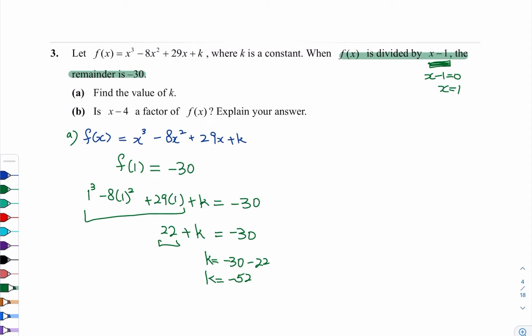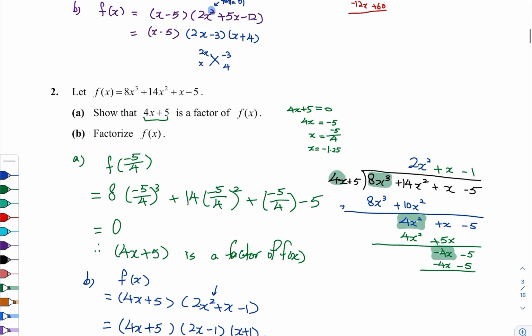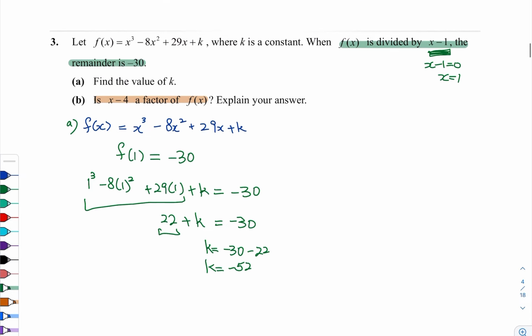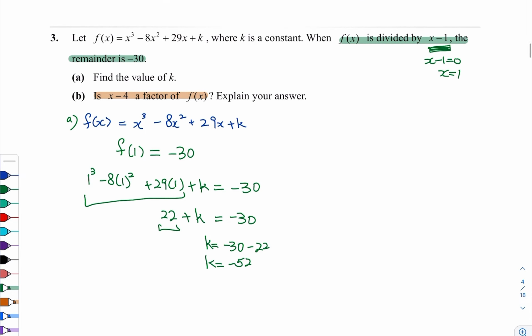B is asking, is x minus 4 a factor or not? How do I know that, miss? Well, remember the previous questions? Is something a factor or not? How did we do it? We do the substitution way, right? So x minus 4 here. Let it be 0, x is 4. So I check if f(4) is equal to 0 or not. If the remainder by using f(4) is 0, then that is a factor.